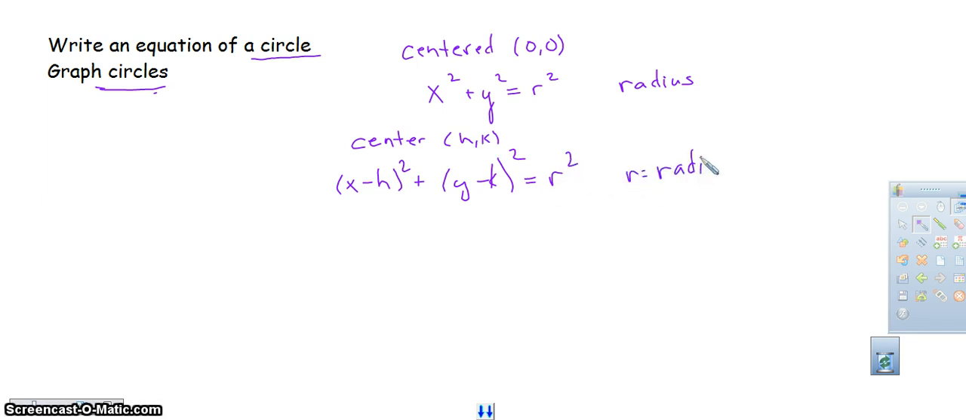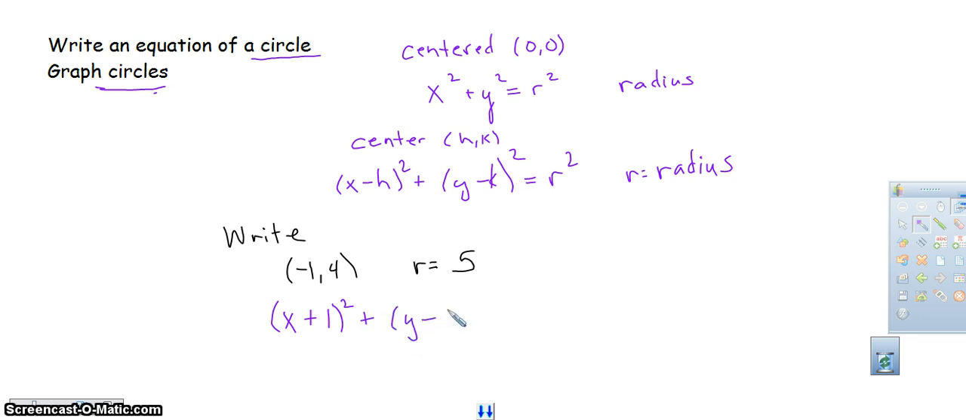So some of the stuff you get to do today is very basic, like they tell you to write an equation. So write the equation with the center at -1, 4 and a radius of 5. The answer to that is basic: x plus 1 squared plus y minus 4 squared, because we always do the opposite inside there, equals 5 squared, or 25.